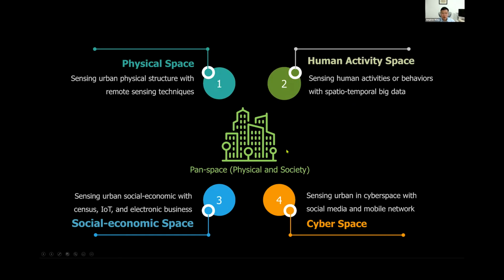Our studies try to combine both physical sensing and social sensing to better understand our full physical world and social world. So we divide our real world into four spaces: the physical space, human activity space, social economic space, and the cyberspace. Social media is a good way to study the cyberspace and the interaction between these four spaces.